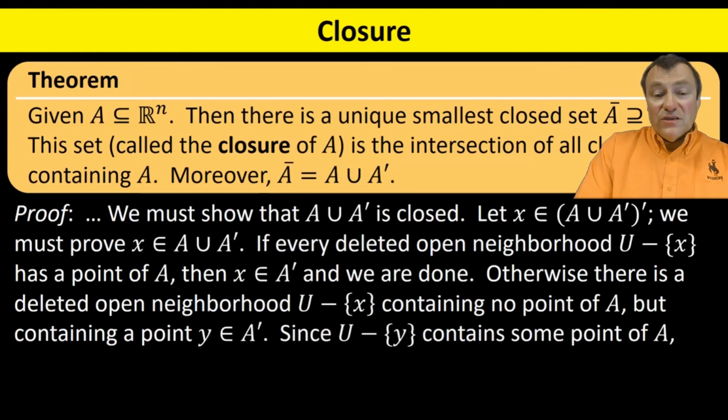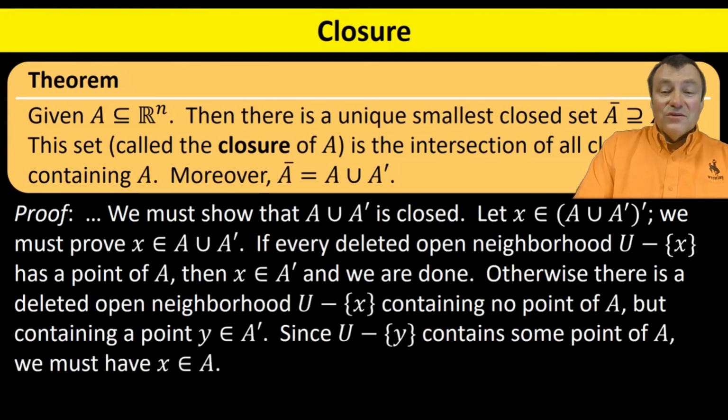Now, U take away Y is a deleted neighborhood of Y, which is a limit point of A. So, U take away Y contains some point of A. But what can this point be? It has to be a point in U take away Y, but it can't be in U take away X. Aha! This point has to be X. So, we must have X in A.